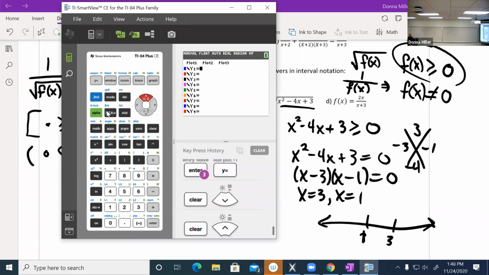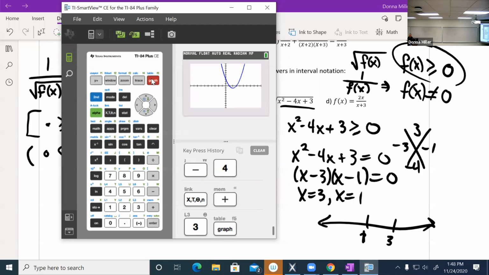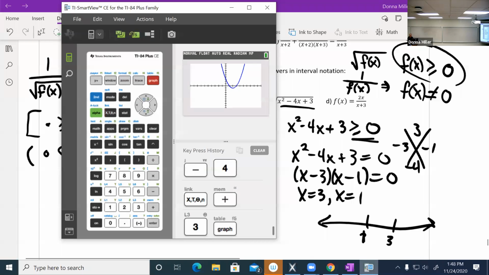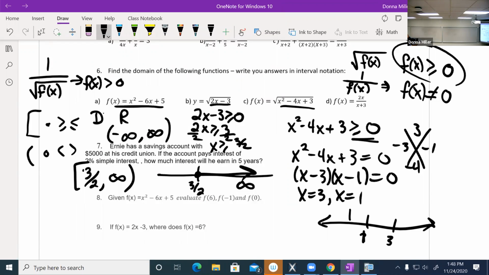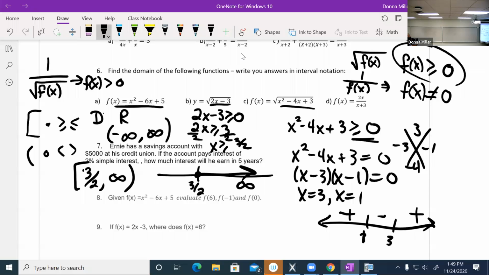x squared minus 4x plus 3. And I'm going to graph. So you can see that it is 0 at 1 and 3. You can pretty much see where it crosses the x-axis. Now, I need to know where it's positive because I want it to be greater than 0. Looking at the graph, it's positive where it's above the x-axis. So it's above the x-axis less than 1, then it's negative, and then it goes up positive. So it's positive out here, and it's negative here.